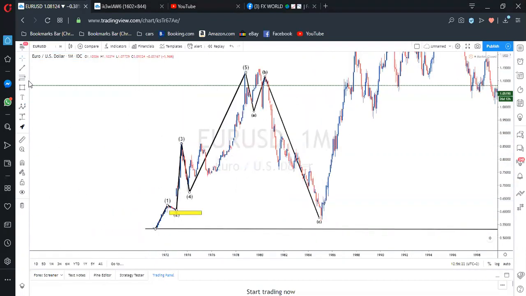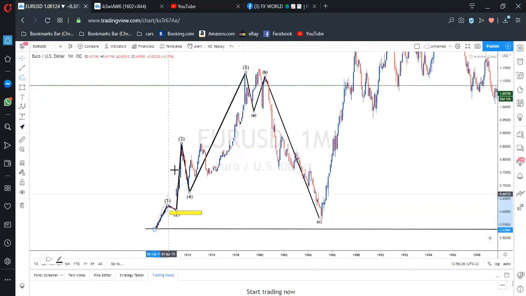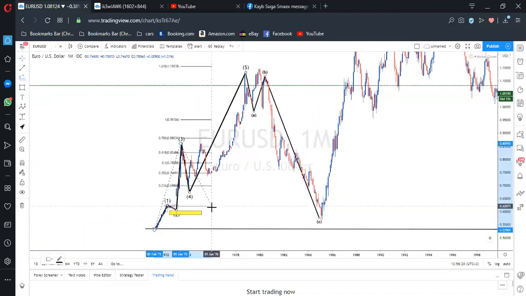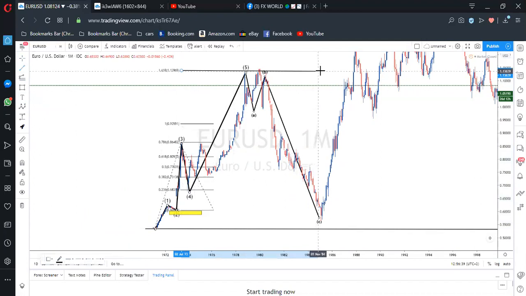We take, where's my fib extension? Here, all the way there, all the way to the bottom here. What happened? Pinpoint. That's a full margin entry.